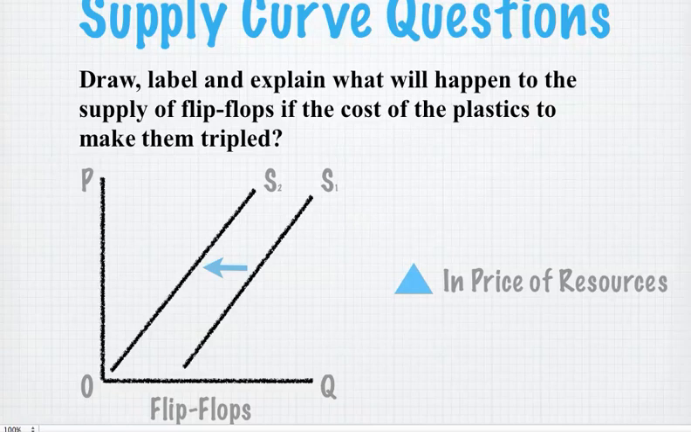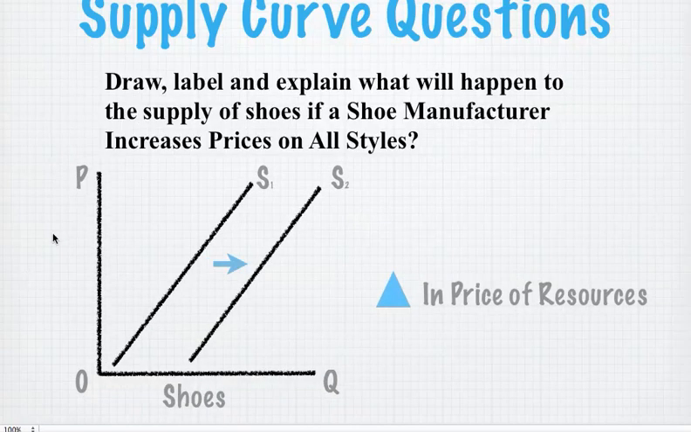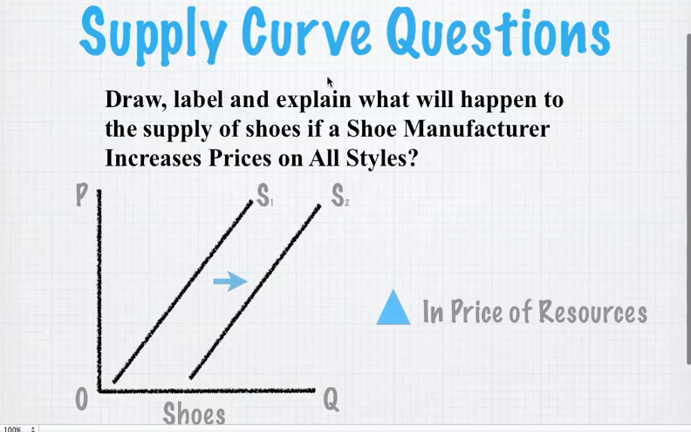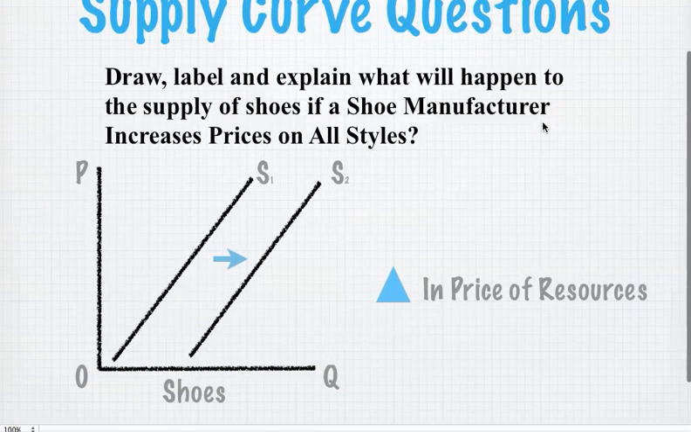The next question I had was about number 14. Draw, label, and explain what will happen to the supply of shoes if a shoe manufacturer increases prices on all styles. Think of yourself as the person that is making the shoes, and so the supply of those shoes, if you increase the price of it, and your whole thing is to make money, you're going to supply more. So it is going to be changing the price of resources.